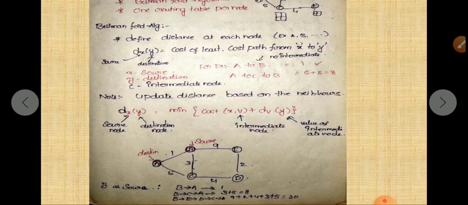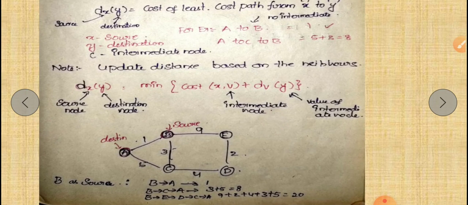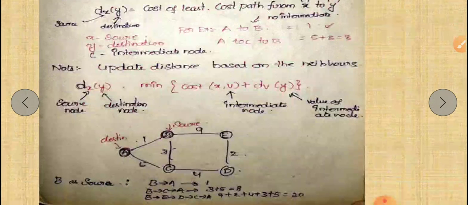So we'll see how to develop a distance vector routing table. I will give you an example, just have a look. Update the distance based on the neighbors: dx(y) = min over v of (c(x,v) + dv(y)). Here the cost shows the reaching cost between A to B, or B to D, or C to B, that is, how much distance it covers in numbers. So x is the source and v is an intermediate node. What is this v?